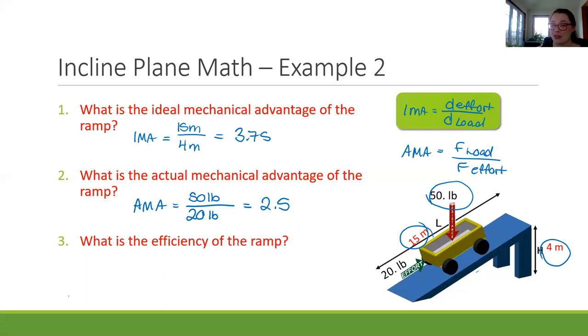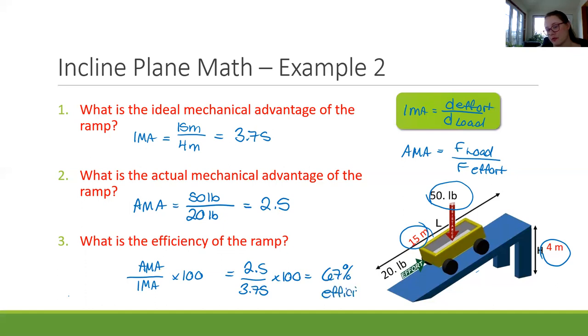Hopefully you've calculated 2.5 as well. We get a lot less work out than what the ramp says we should. There must be some friction involved in this ramp. So what's the efficiency? Efficiency is the actual divided by the ideal times 100. Actual is 2.5 divided by 3.75 times 100, which leaves me with 67% efficient. And it's less than 100, so we've done our math correctly. If we had it flipped, we would get a number over 100, and that wouldn't work very well.